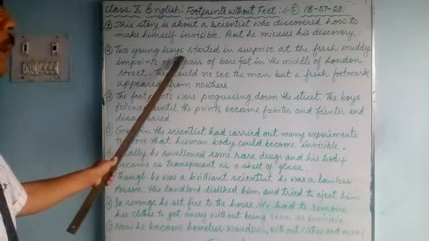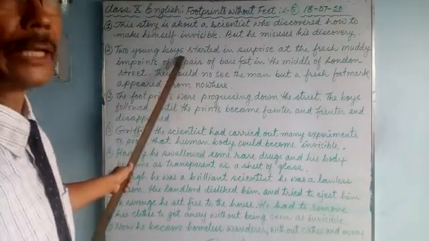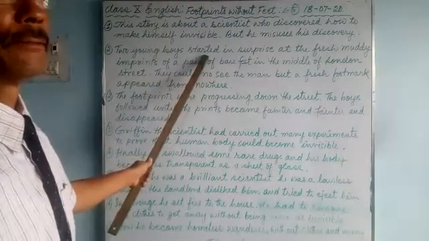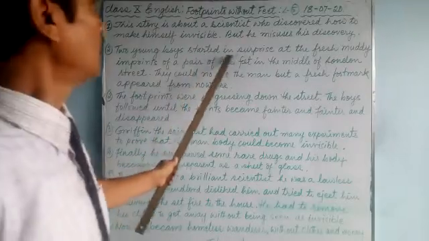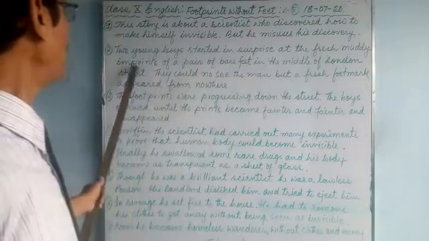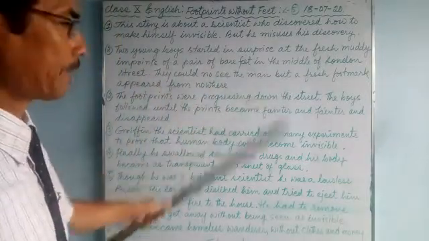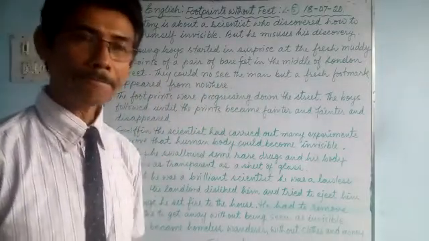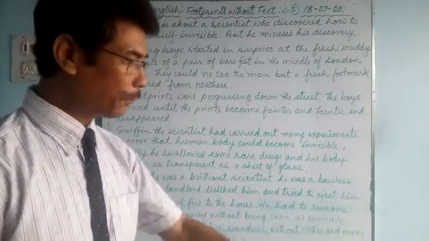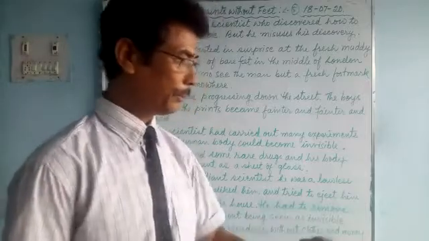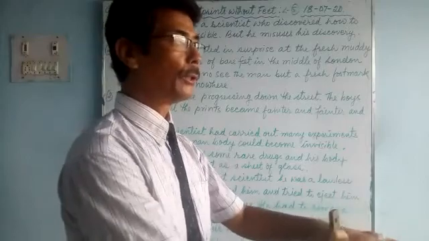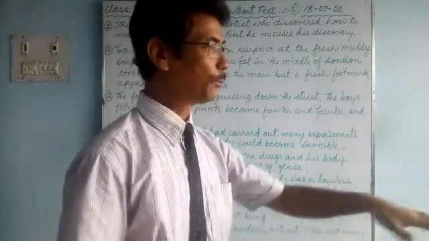Number 2. Two young boys were playing in the street in London. Two boys started, means they were surprised, started in surprise at the fresh muddy imprints of a pair of bare feet. The two boys were playing in the street of London. They saw the footprints in front of them, and the footprints were appearing and moving forward.